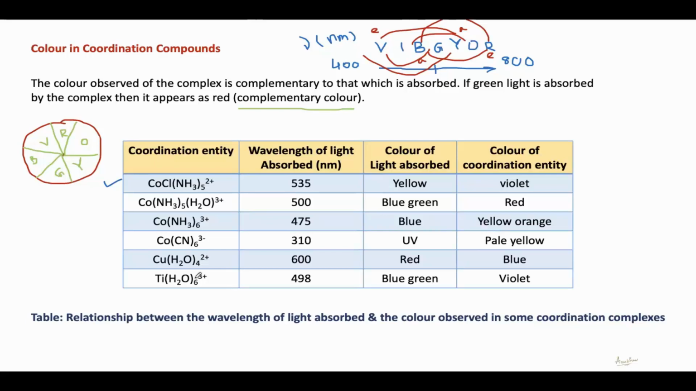Now, in case of this titanium hexaaqua 3+, it is a typical example which is quite violet in color, that we can explain by the crystal field theory. Now, this is an octahedral complex.